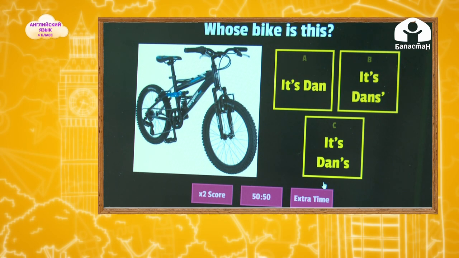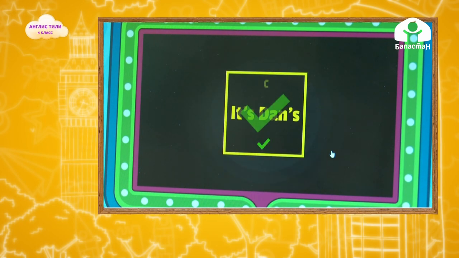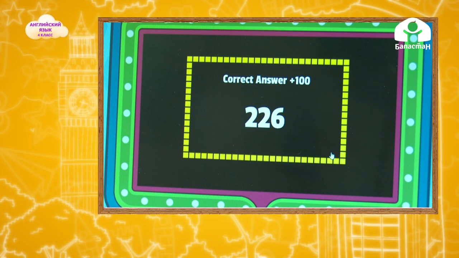Whose bike is this? It's Dan's. In number B, you have apostrophe after S. In number C, you have apostrophe before S. Then it is singular, one. That's why you choose C. Good job.